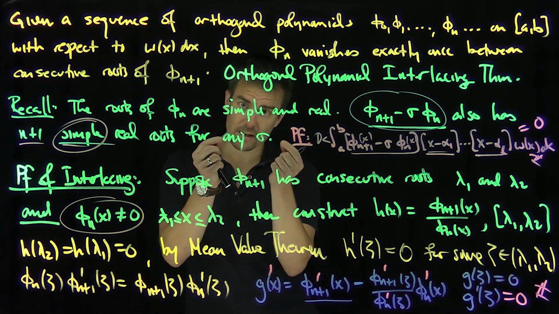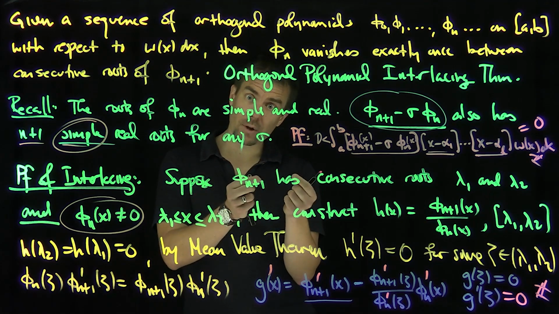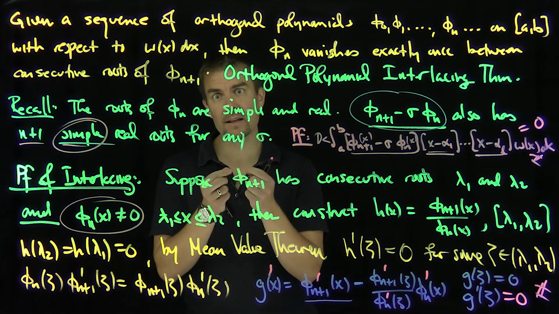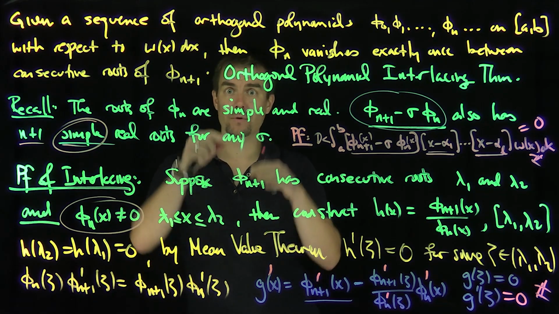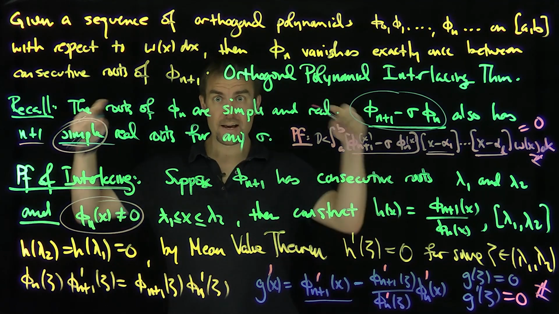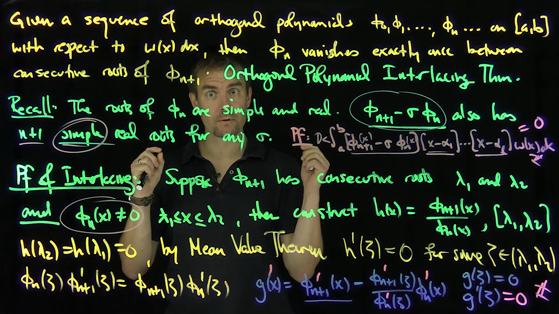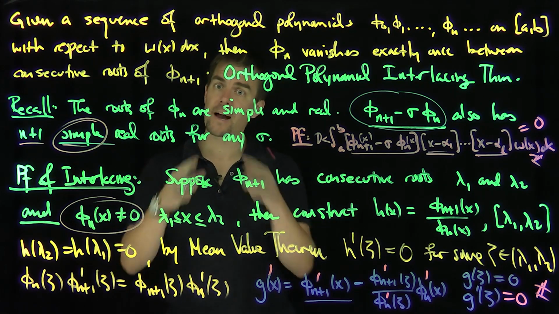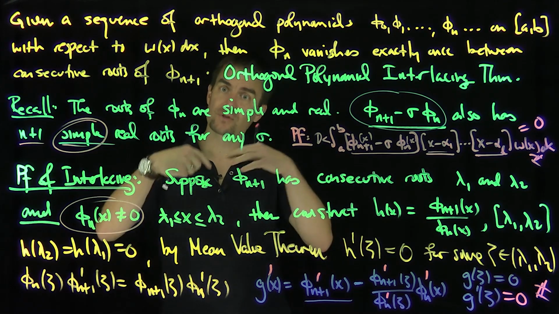Therefore, between two consecutive roots of phi n plus 1, there must be exactly one root of phi n, and now we've shown that that's what I call an interlacing. So if I plot all the roots of phi n plus 1, in between all those roots, I can fill in the roots of phi n. In between all the roots of phi n, I can plug in the roots of phi n minus 1, and so on and so on.